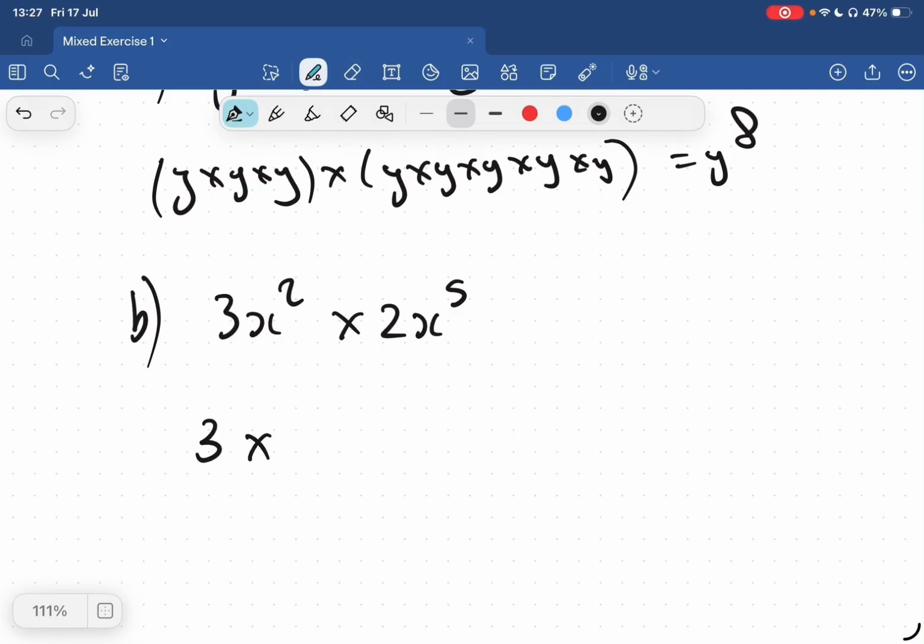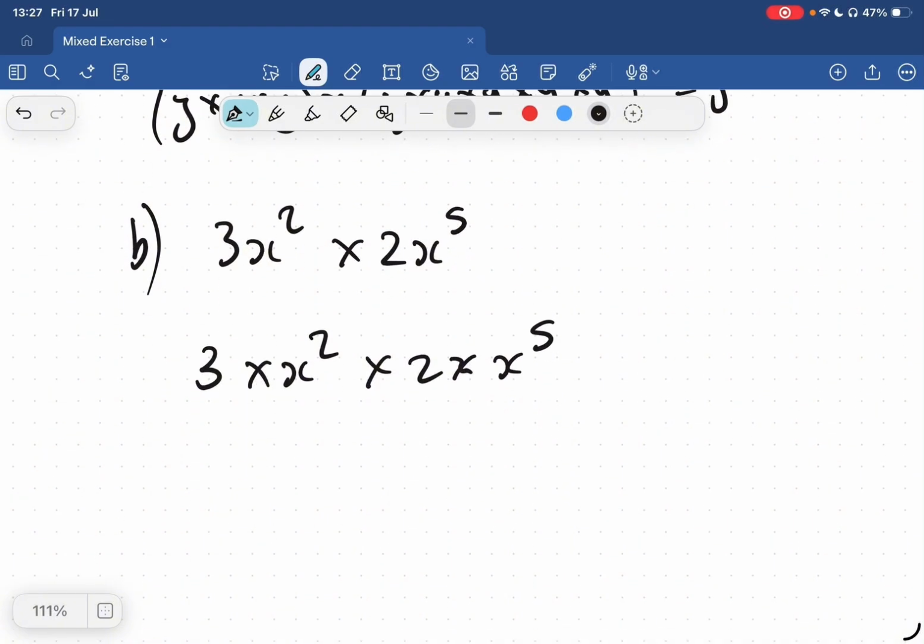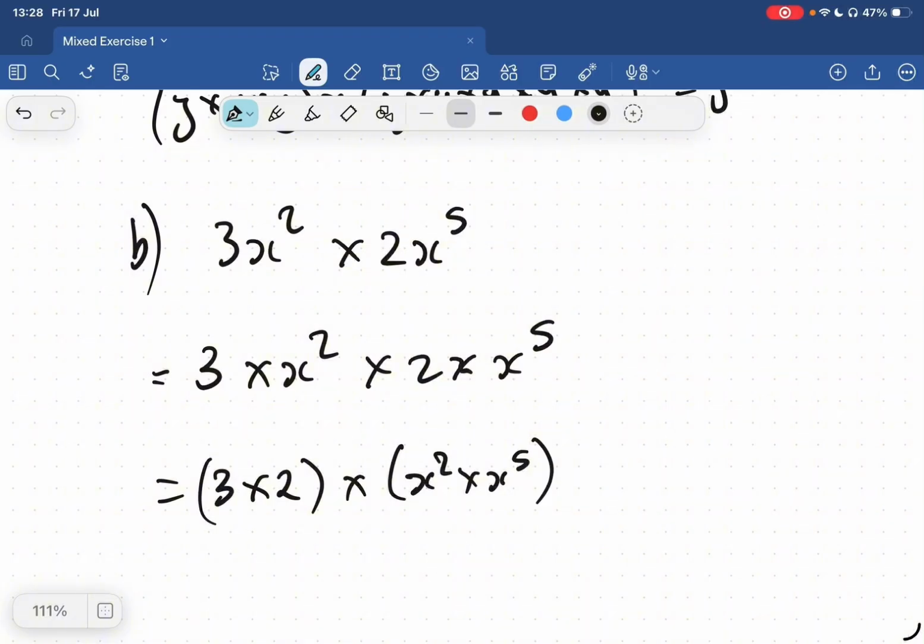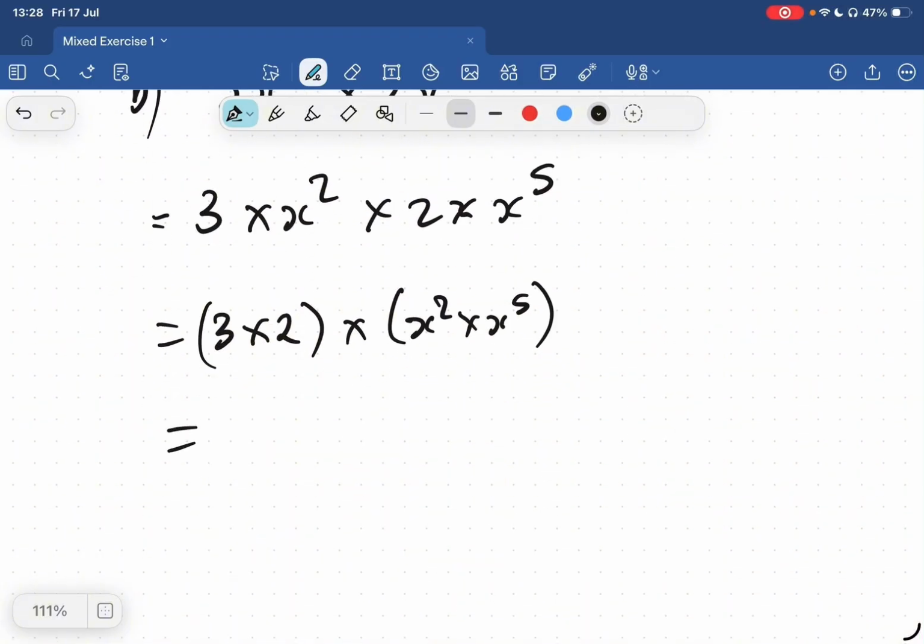So let's break this down into what it is. 3 times x squared times 2 times x to the 5. So we rearrange this into what makes it easy for us. You can see this is why we do 3 times 2, which is 6, and then we do the exact same as part A, we add those two numbers. That's why it's 6x to the 7.